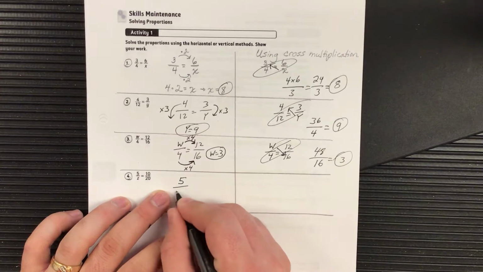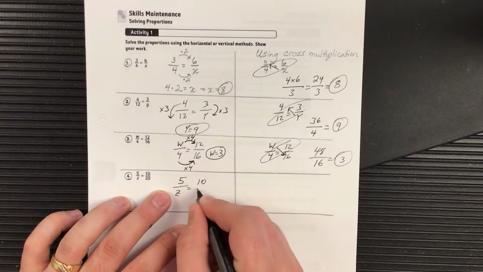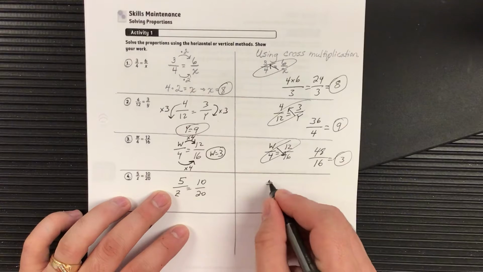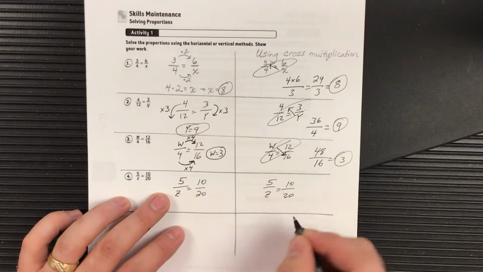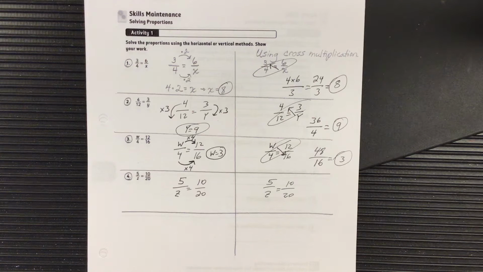All right, I would like you to try number 4. Both ways. That is a Z. Don't fall over. Javen, try it. Number 4. First one, drawing the arrows. Second one, cross multiplying and dividing.